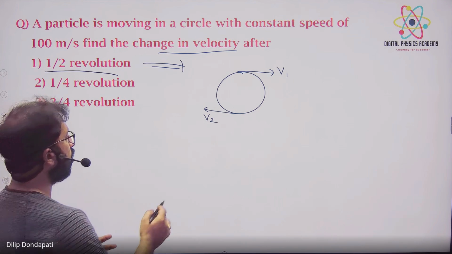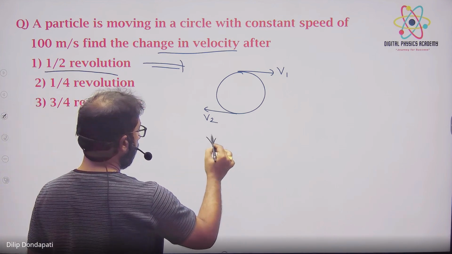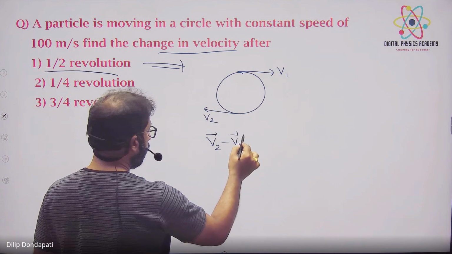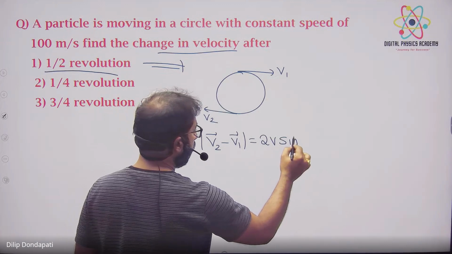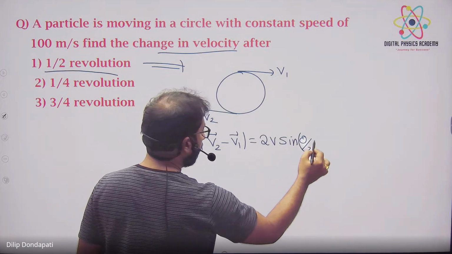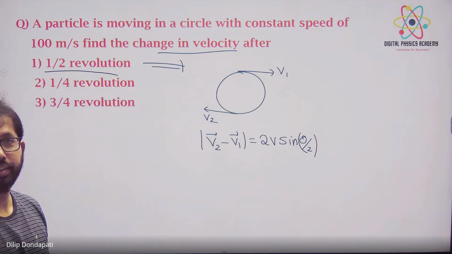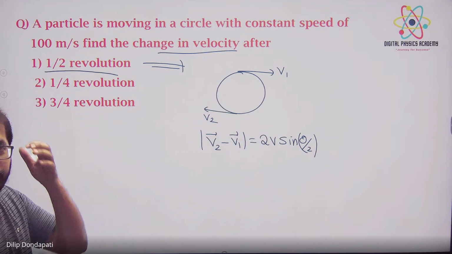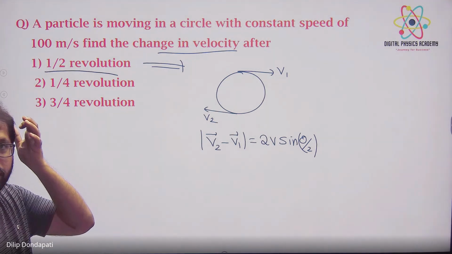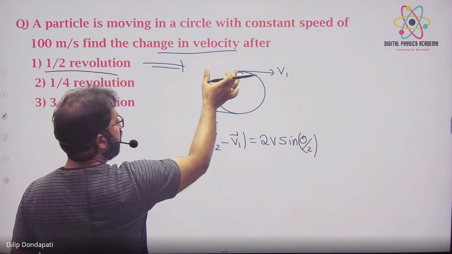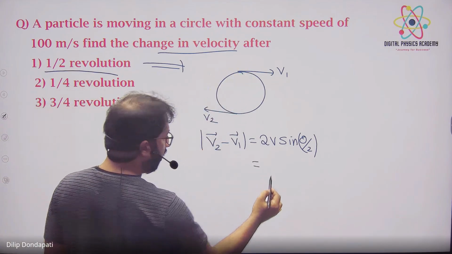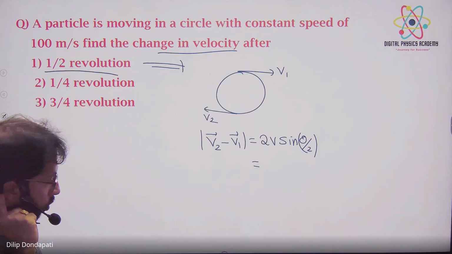So the change in velocity formula we know already. The magnitude of v2 vector minus v1 vector, what is the formula? 2v sin theta by 2. v is known. What is theta? This should be 180. Yes, very good, because if you bring it down, it becomes a straight line. Theta is 180. Done, now solve. 2v, 2v, how much is v?